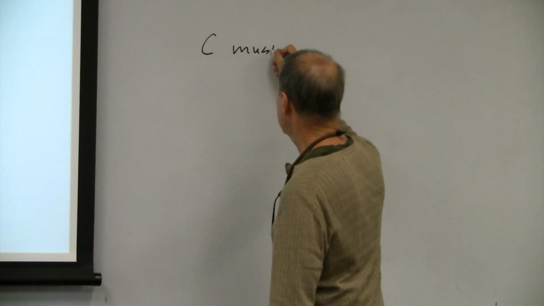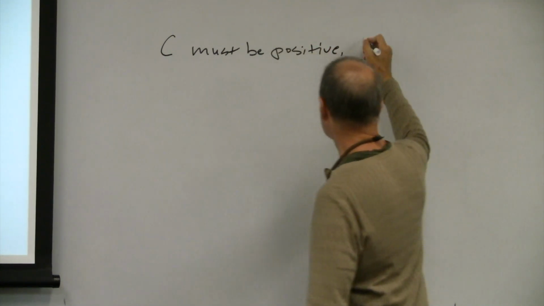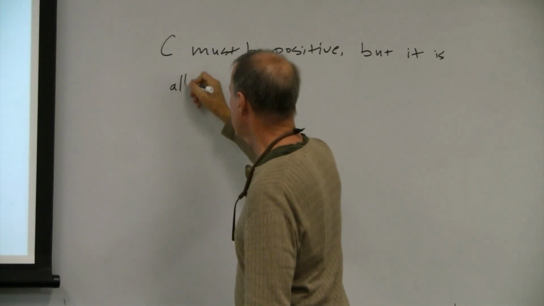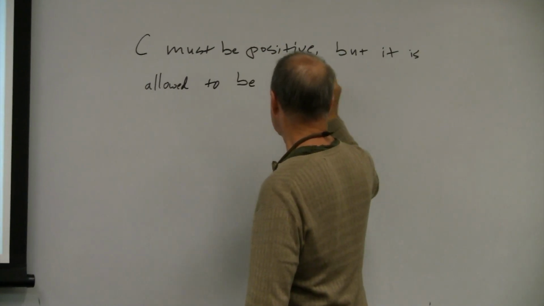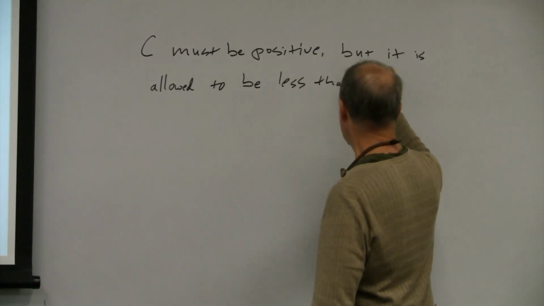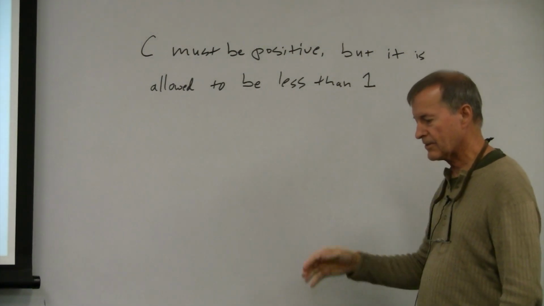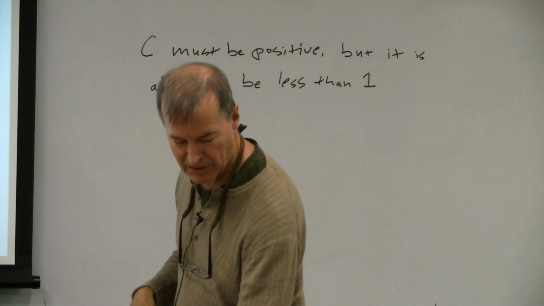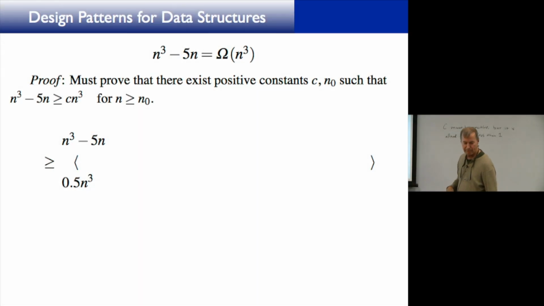C must be positive, but it is allowed to be less than 1. So now instead of saying that we had 6n cubed and subtract 1 and make it 5, now what are we going to claim? We are going to claim that n cubed minus 5n is greater than or equal to 0.5n cubed.